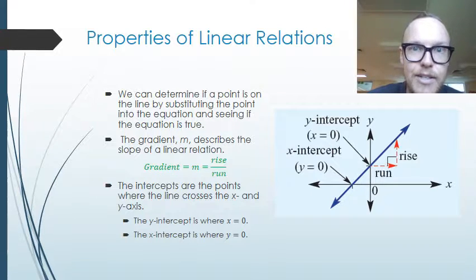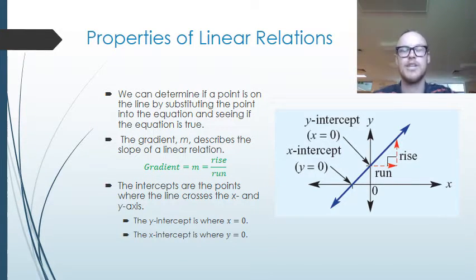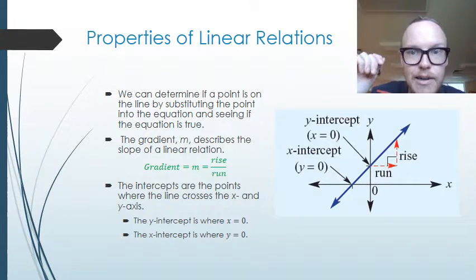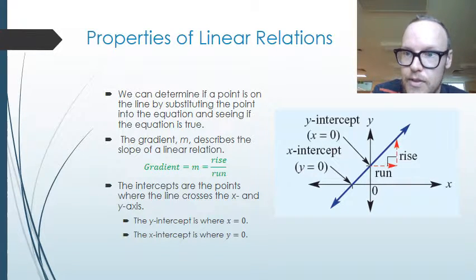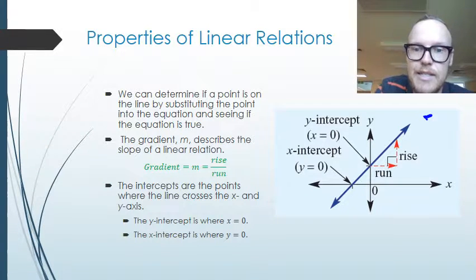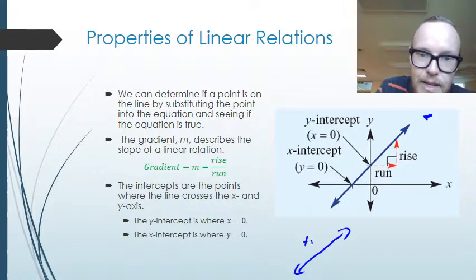The gradient of a line is a property that describes how steep the line is. If the gradient is very, very large, then it'll be increasing as it goes up, as the diagram shows here. So if the gradient is positive, then it will be increasing and going up from left to right. So this will be a positive gradient here. M is going to be positive.